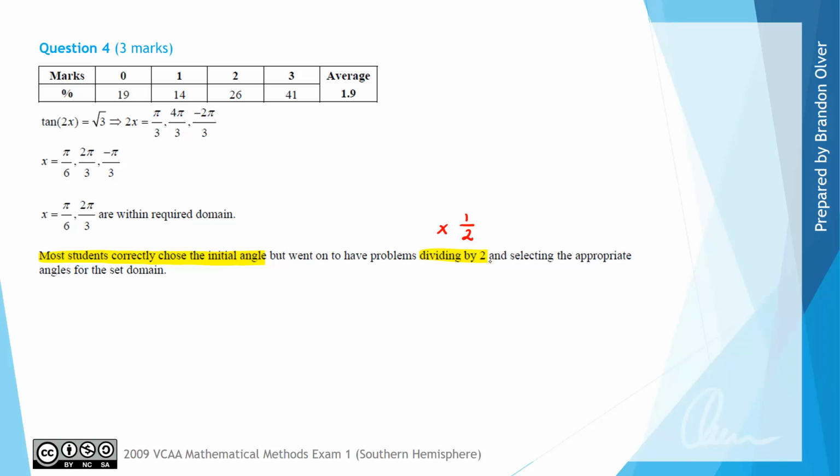The other challenge for students was selecting the appropriate values over the set domain, and we just needed to do that by inspecting what values were inside and outside the domain that was given.